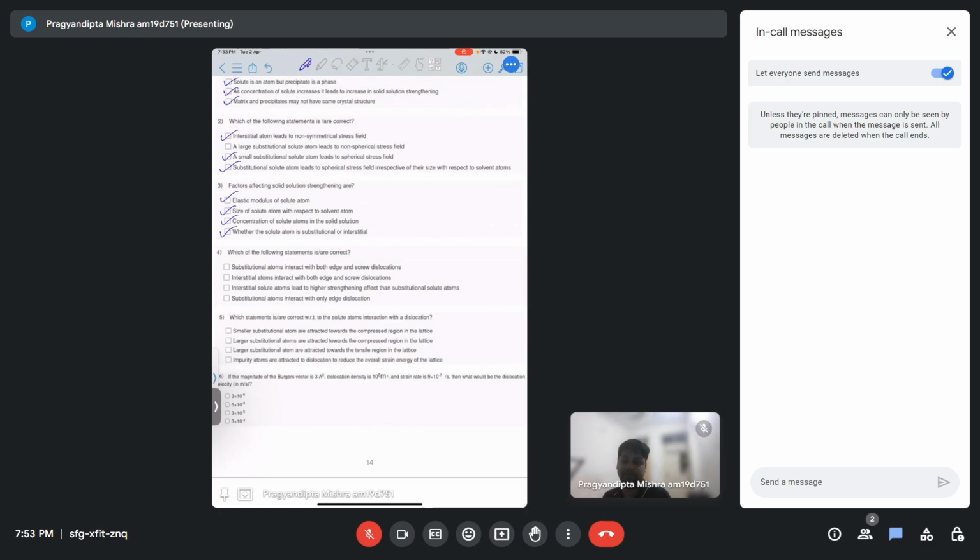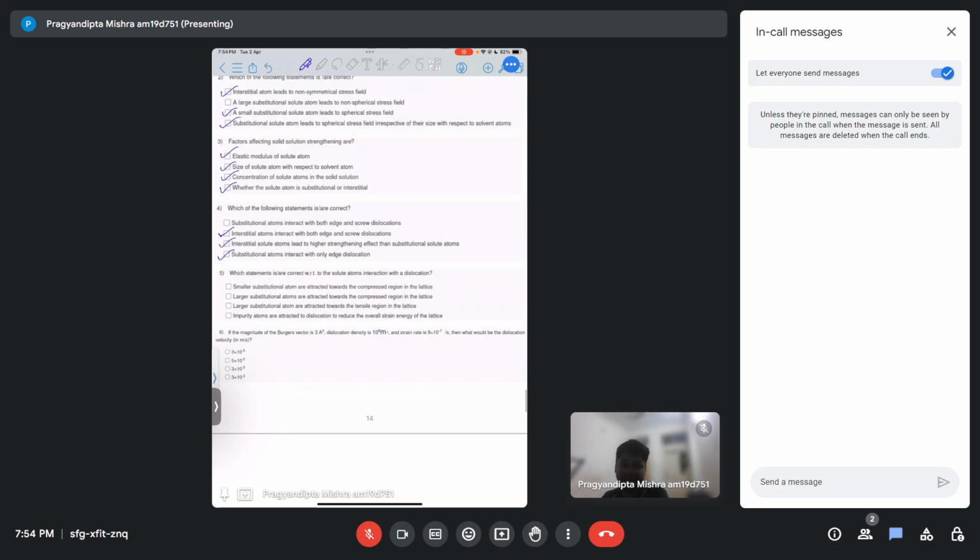Now coming to the fourth question. Which of the following statements again are correct? First one, substitutional atoms interact with both edge and screw, that is wrong. Interstitial atoms interact with both edge and screw, that is right. Interstitial solid atoms lead to higher strengthening effect than substitutional solid atoms, that is true. Substitutional atoms interact with only edge dislocation, again true. So all these theories that we have studied, we are seeing them in problem form.